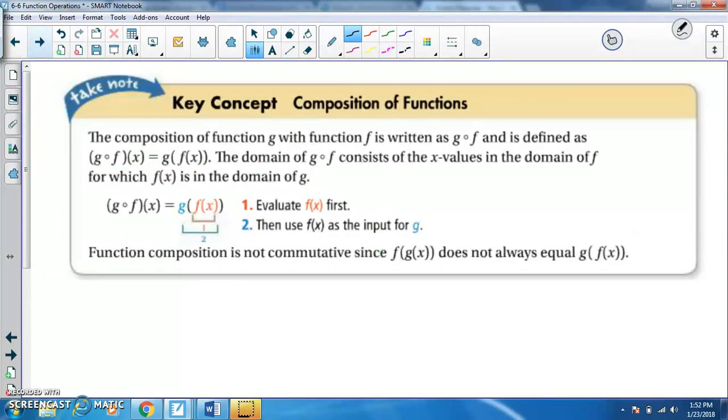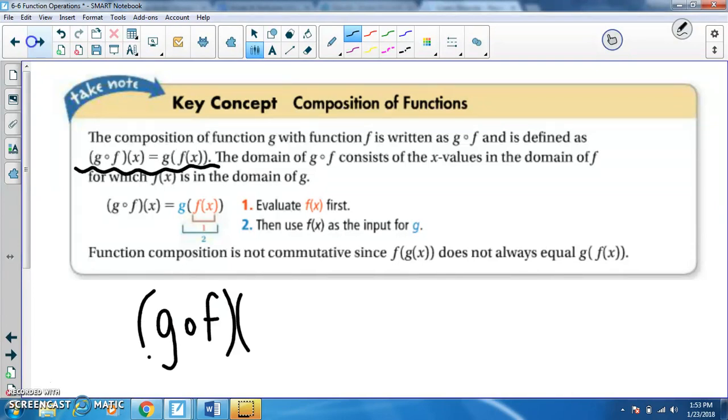Then we have composite functions. A composite function is when we put one function into another function. So we have an inside function and an outside function. These are the ways to write composite functions. So it would be g of f of x. That open circle means composite, and that means we are taking f of x and plugging it into g.